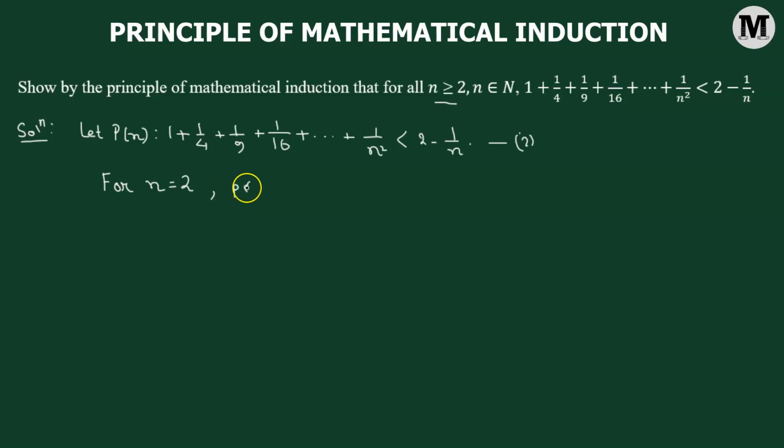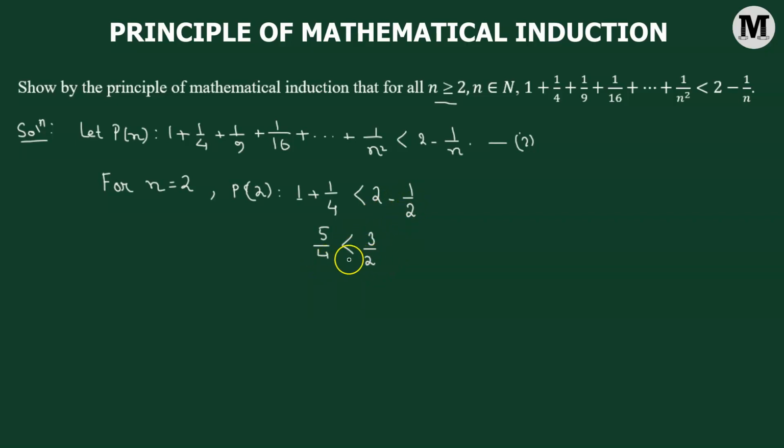So the statement P of 2 is now going to become, we'll have to take the first term which is 1, and to it we're going to add the second term, that's 1 over 4. So this must be less than 2 minus 1 over n, so n value that's 2. So 1 added to 1 over 4, that's going to be 5 over 4. This is less than, so 2 minus 1 over 2, that's going to be 3 over 2.